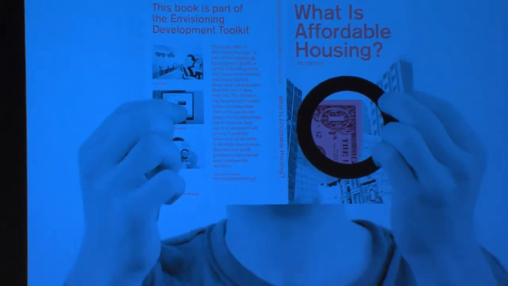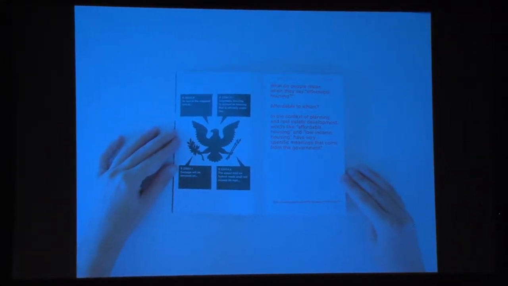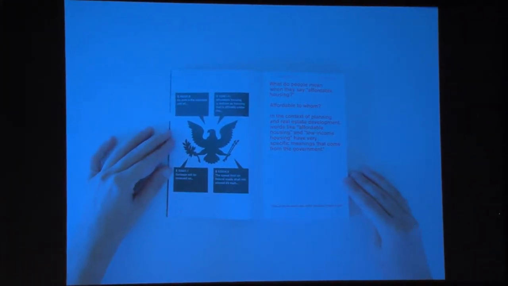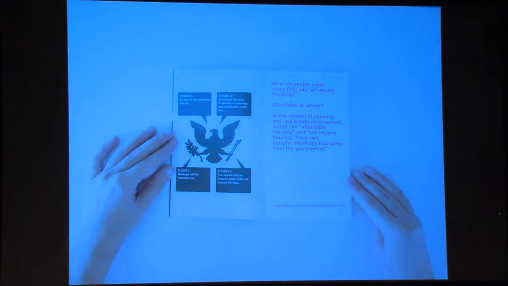The book is also kind of an associated PowerPoint presentation. There are editions now in Chicago, and there's a Chinese version and a Spanish version. It explains the basics of what we mean by affordable housing in the context of federally subsidized housing. So when we're talking about affordable housing, what does the federal government mean?